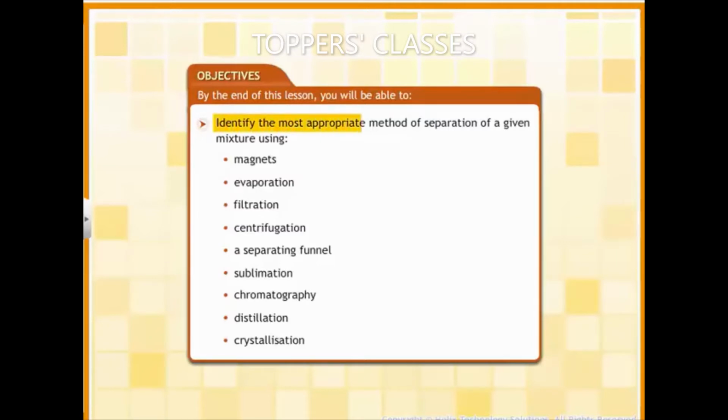identify the most appropriate method of separation of a given mixture using magnets, evaporation, filtration, centrifugation, a separating funnel, sublimation, chromatography, distillation, and crystallization.